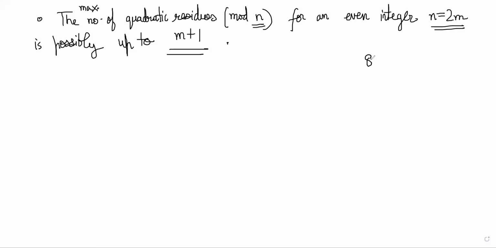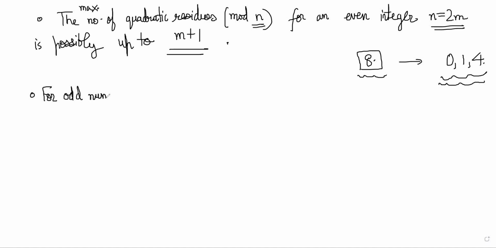For example, for 8, we got the residues for 8, right, in the previous problem. The quadratic residues are 0, 1, and 4. So now notice that the maximum number allowed is 4, and you got 3. So sometimes you might not hit the actual maximum number, but the maximum possible residues are always m plus 1 for even numbers. The second point is for odd numbers.